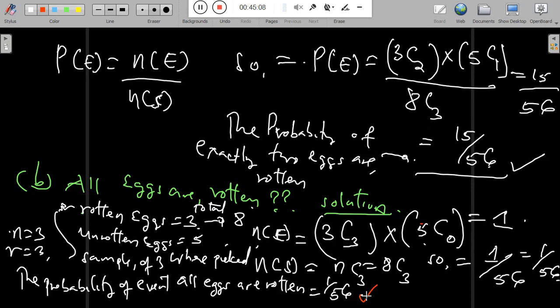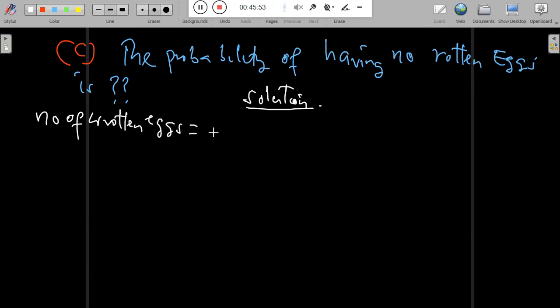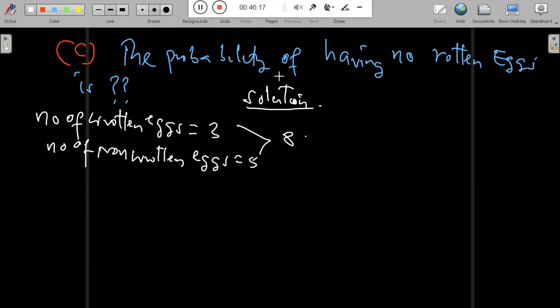Now let's come to part C. We are required to find the probability of the event that no egg is rotten. Now, since we need to find the number of outcomes where no egg is rotten, meaning that of those three selected eggs, none was rotten. This means that the number of rotten eggs was 3 and the number of non-rotten eggs was 5. Since no egg is rotten, this means that we are dealing with non-rotten eggs.